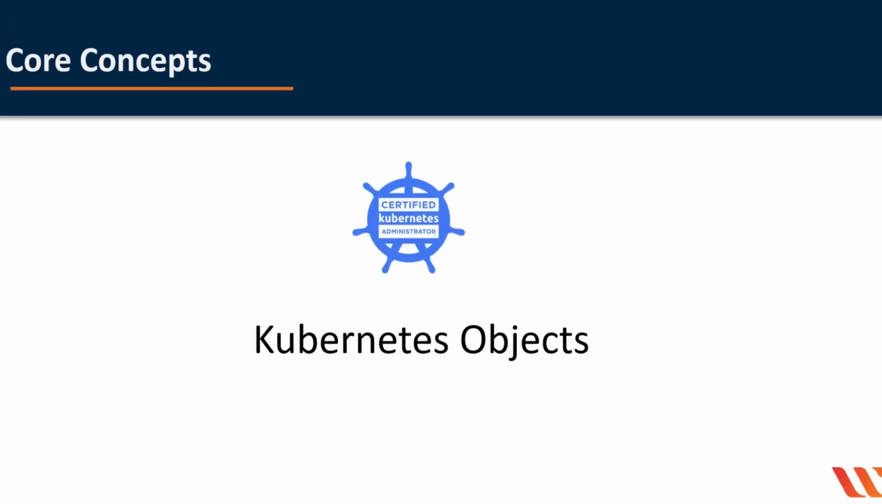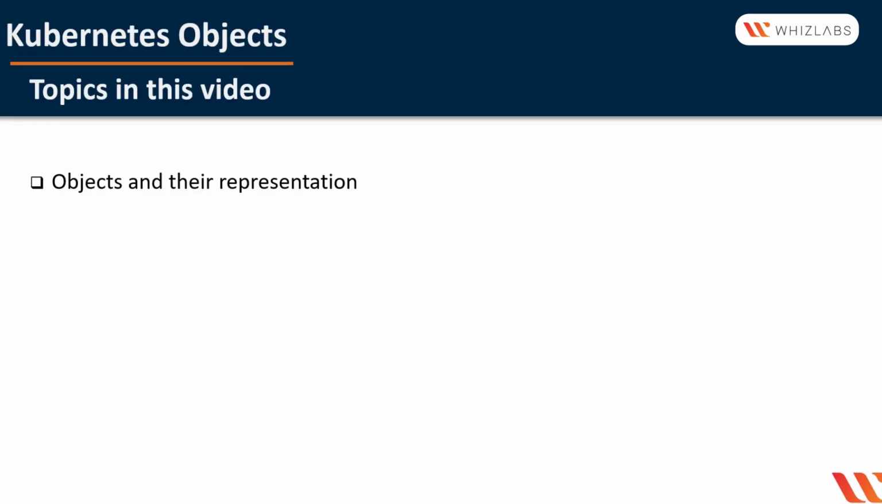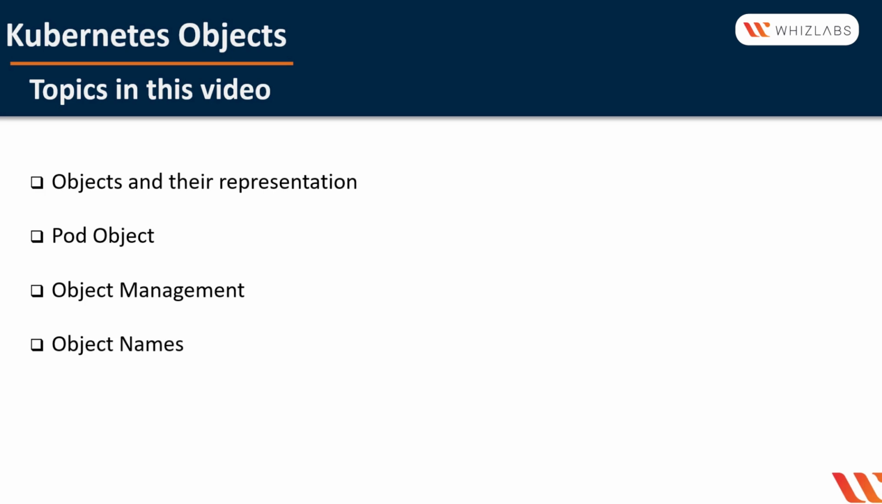The focus of this video will be to understand the Kubernetes objects and how they are represented in the Kubernetes API. We will first understand what are objects and how they are represented in Kubernetes. We will understand a simple pod and how it is created within a cluster. Under object management, we will go through the different ways to create and manage Kubernetes objects. We will then go through the concept of objects' names. And finally, we will learn about namespaces in a Kubernetes cluster.